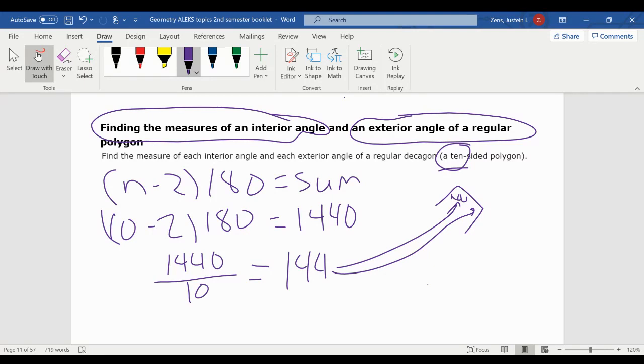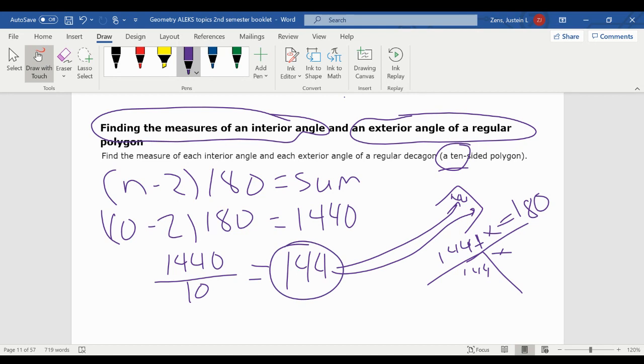Now, an exterior angle is a linear pair to an interior angle. So we know that both of these angles, this 144 plus the x for the exterior angle, have to equal 180. 144 plus x has to equal 180. That's the definition of a linear pair. So this is our first answer.